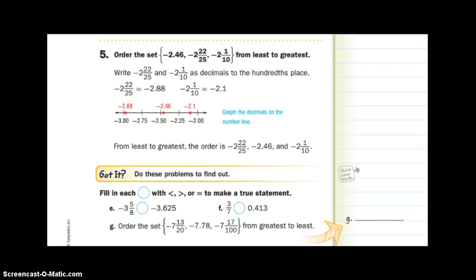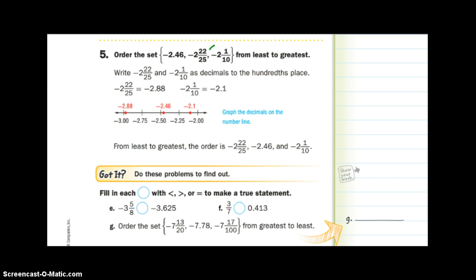All right, in problem number 5, we have to order the set. Negative 2.46, negative 2 and 22 over 25, negative 2 and 1/10. When I look at those, I immediately think of 100. Why? Because 25 and 10 go into 100. So for me, that would probably be the easiest way to convert these.